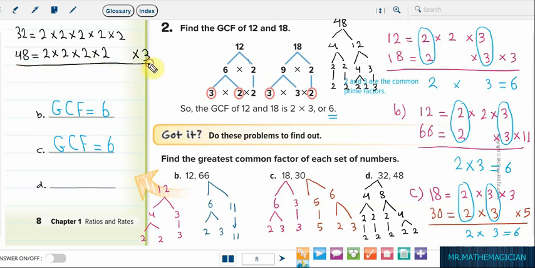Now, let's take the common prime factors. We have here 2 is common, another 2 is common, another 2 is common, as you can see, another 2 is common, no other common factor, so 2 by 2 by 2 by 2 will give you 16, which means the greatest common factor of 32 and 48 is 16.